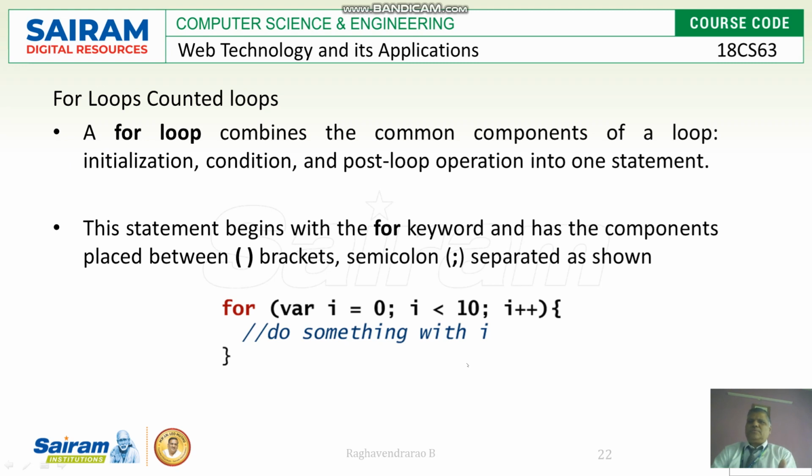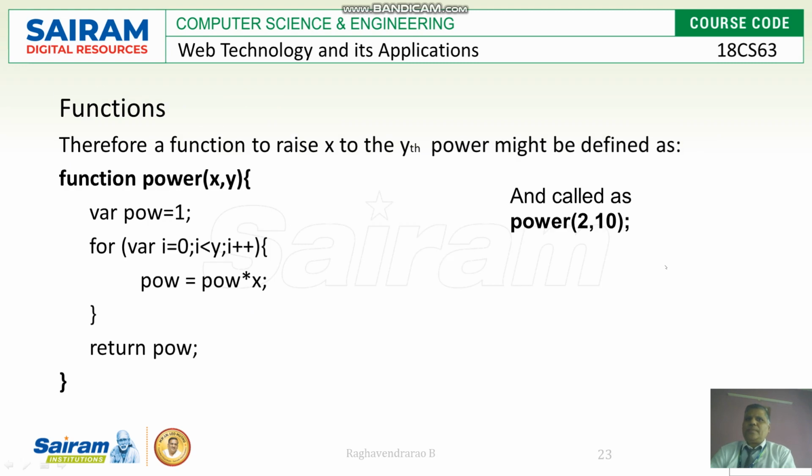Fine. This is a for loop: for variable i equal to 0, i is less than 10, i plus plus. The operations are going to be continued over there. The only thing is that here var is being mentioned. Any variable that you are going to use, before that var should be present. That variable has to be declared, right?